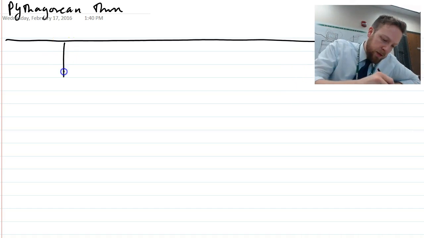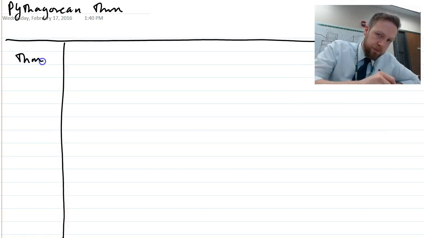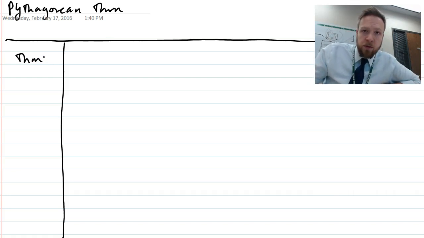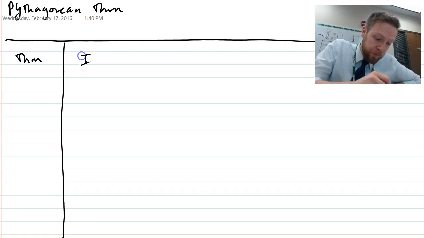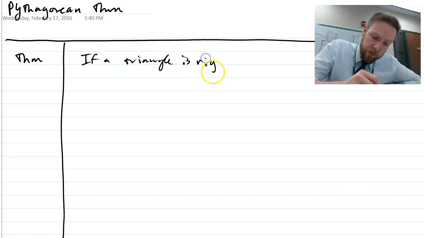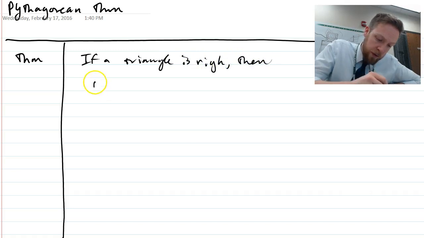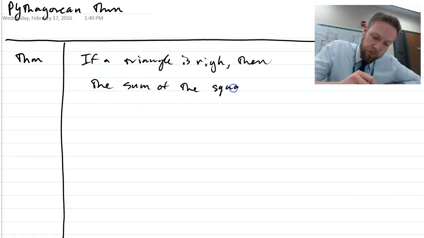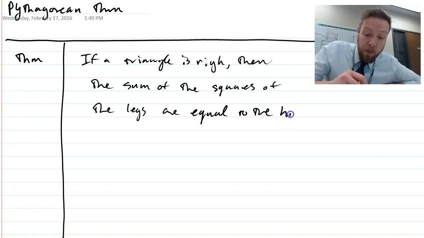Okay, so here is the wording of the actual theorem. In English, it's the sum of the squares of the legs is equal to the square of the hypotenuse. So let's write that out first. If a triangle is right, then the sum of the squares of the legs is equal to the hypotenuse squared.